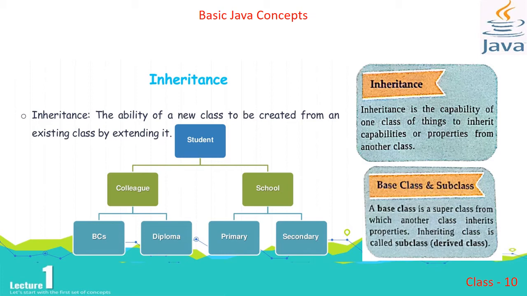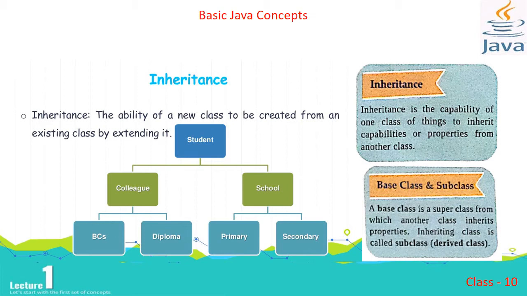For example, there is a student class, and the student can be of a college or of a school. So these can be the two classes of student. Again, the college student can be a BSc or a diploma student, or in a school it can be a primary, secondary or higher secondary student. Now a base class is a super class from which another class inherits properties. The class which gets inherited is called the derived class, right?